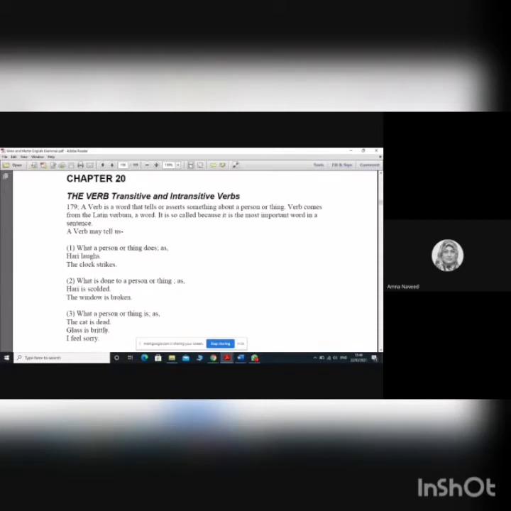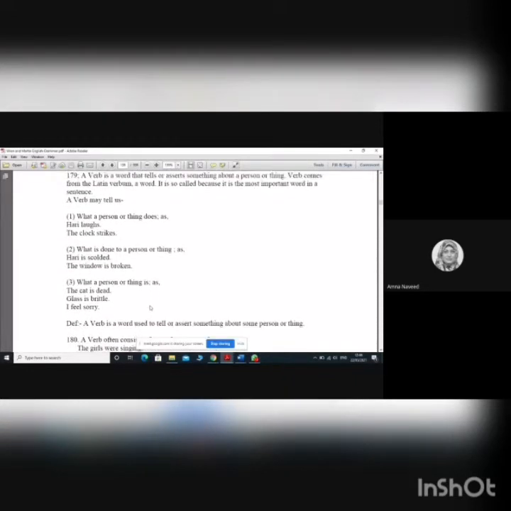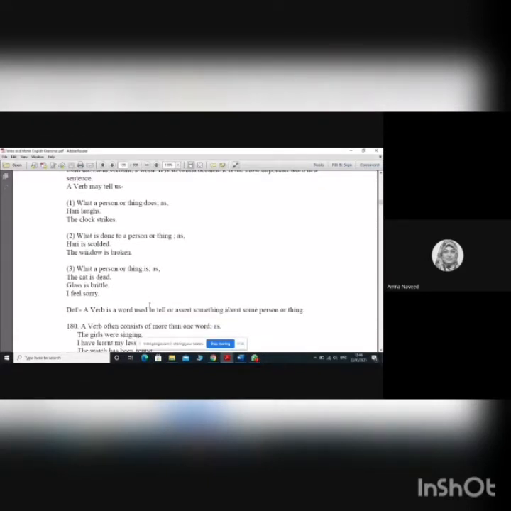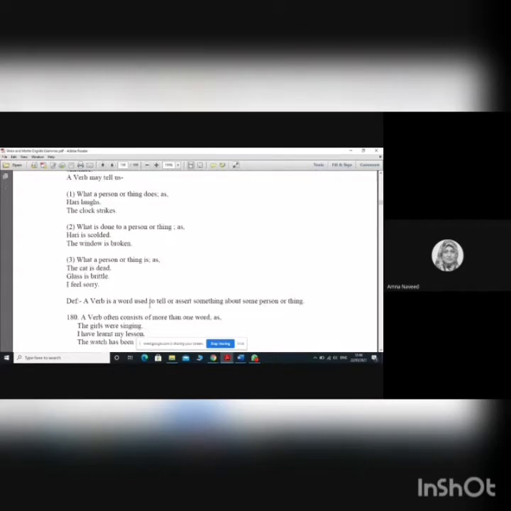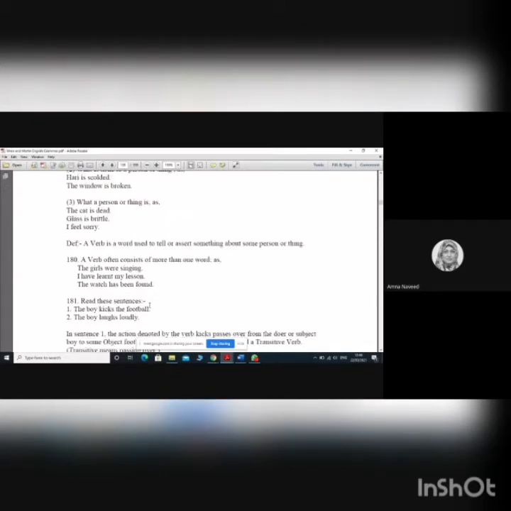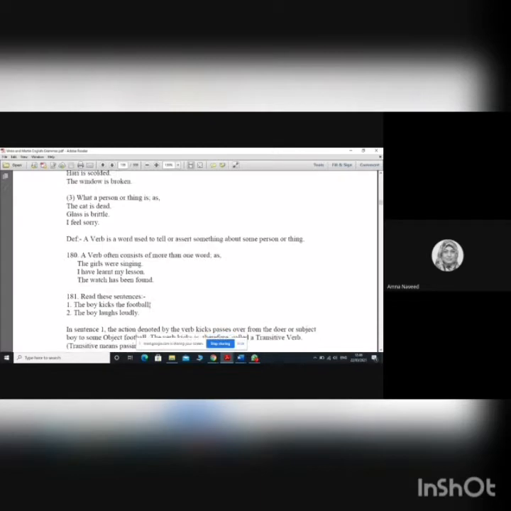And the third thing is the state in which the person or a thing is. For example, the cat is dead. I feel sorry. I am happy. I am glad. I am sick, and so on. So this is how you may know about an action that is going on. So verb is a word that is used to tell or assert something about some person or a thing. It may tell you about an action that the subject is doing or an action that is done by the subject or on the subject, or it describes a state in which the subject is.